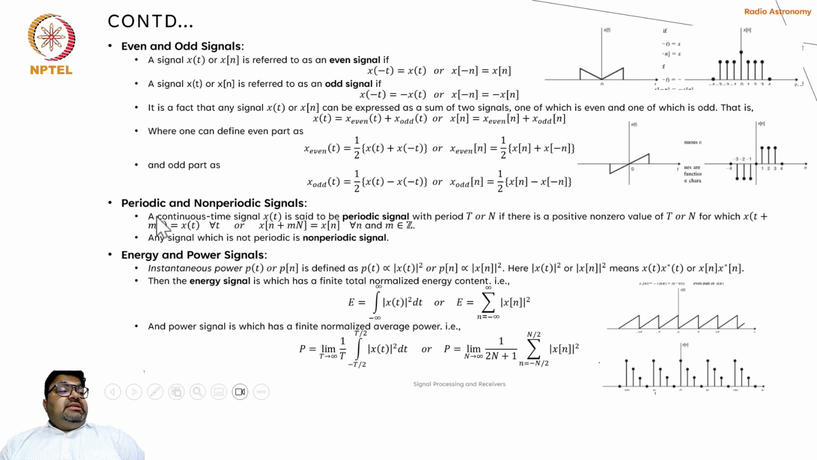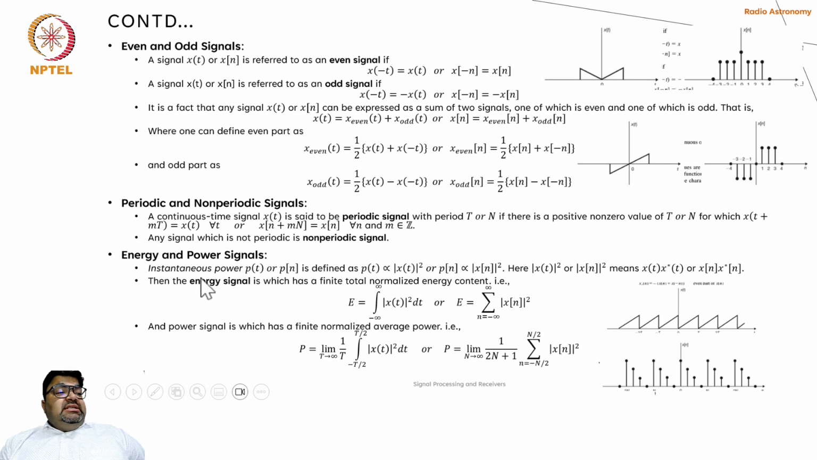After that, there can be signals which are periodic and non-periodic. A continuous time signal x(t) is said to be a periodic signal with period T or N if there is a positive non-zero value T or N for which x(t + mT) is equal to x(t). So if the signal repeats itself in value after a certain period, then it can be called a periodic signal. If not, then it is a non-periodic signal.